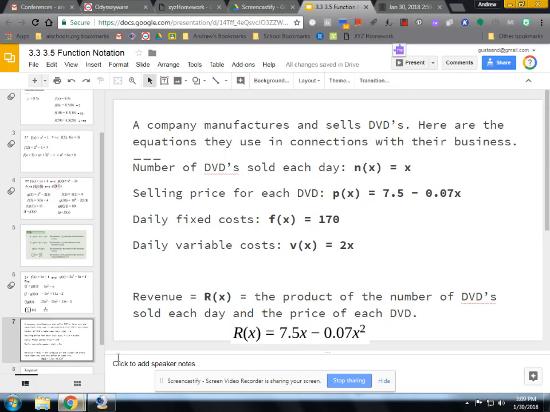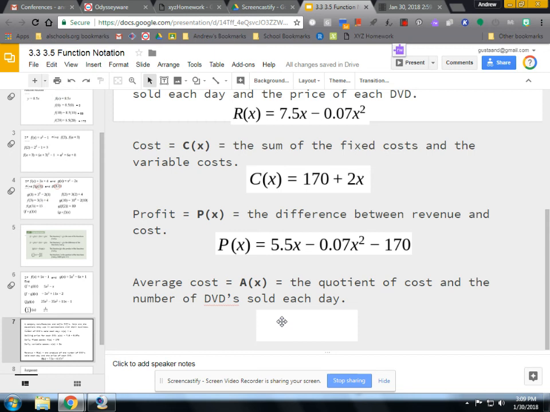On mine, I think I have the first one. Yes, there we go. A of x equals 170 plus 2x over x. So that's how you can use this function notation and use these functions to combine these together and create new functions.